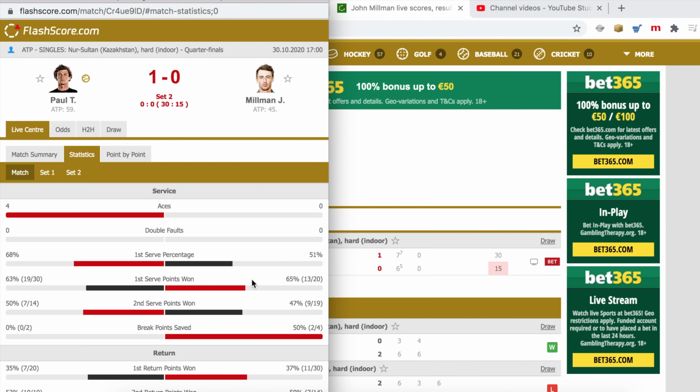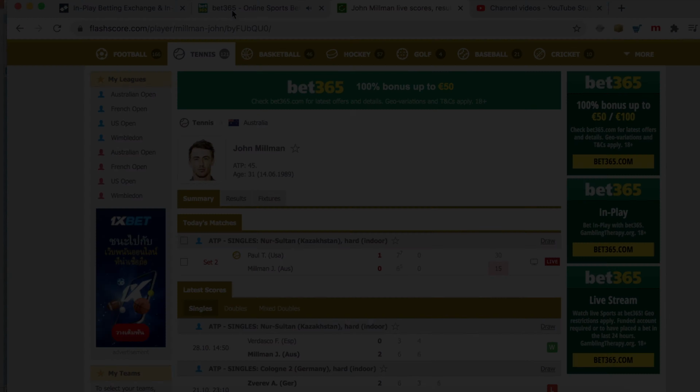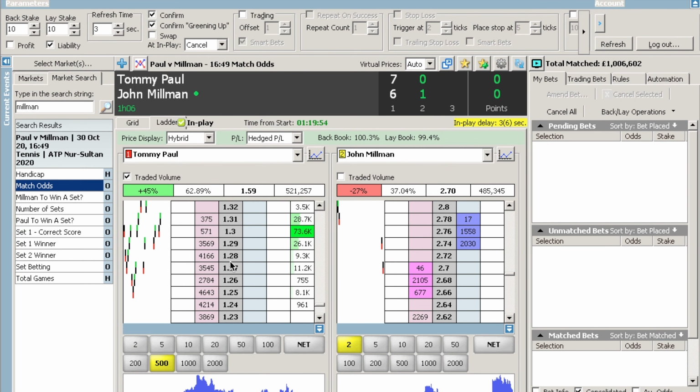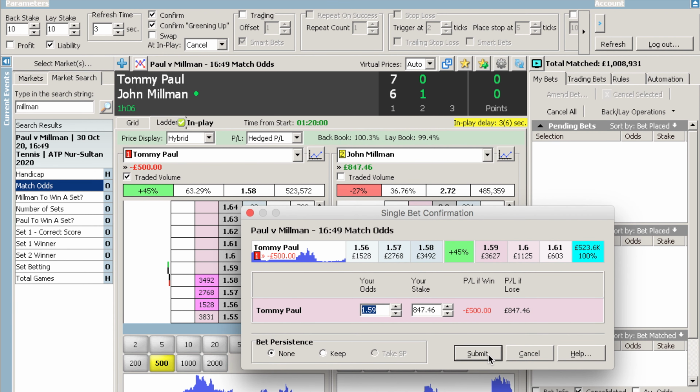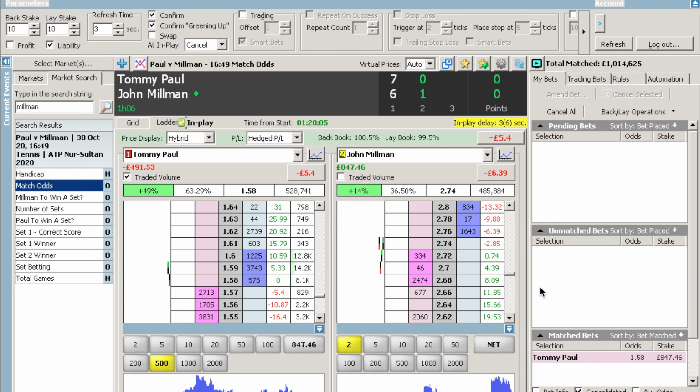Ideally I would like Tommy Paul to hold this first service game to give me some nice prices to enter a trade. So Tommy Paul was unable to hold, so we have the early break. Now despite not getting great prices, I'm going to enter a lay trade on Paul for £500 to basically jump on this early break. Essentially this is a safer trade because we have the 1 break buffer, so if Millman does get broken back, there's still plenty of scope to re-enter some trades.